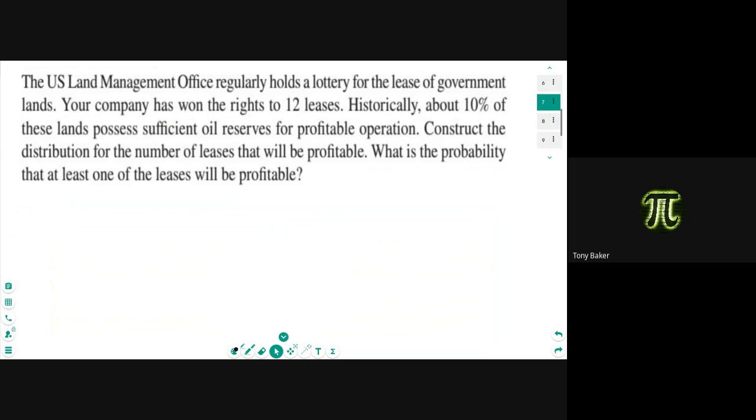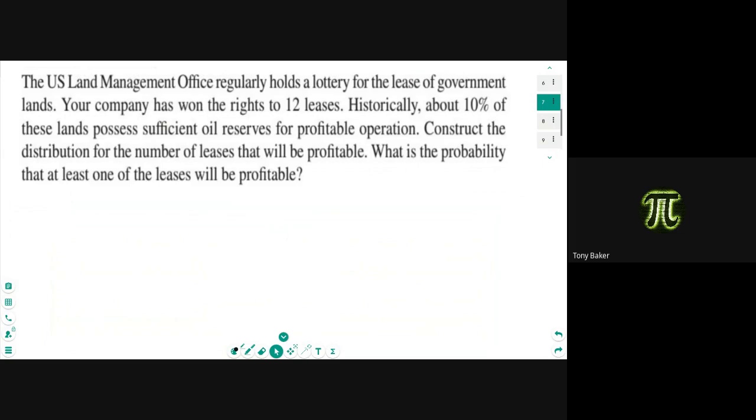So if anybody ever wonders how they determine who's going to drill for oil on certain properties, this is how they do it. They literally hold a lottery, and if you win, you get to lease those pieces of property. So your company has won the rights to 12 leases. Historically, about 10% of these lands possess sufficient oil reserves for a profitable operation.